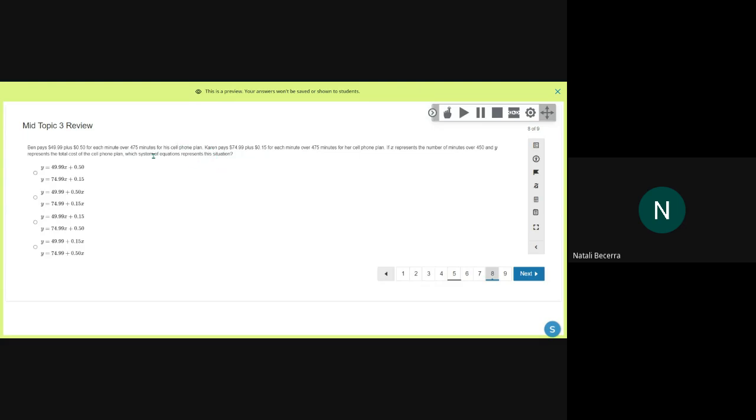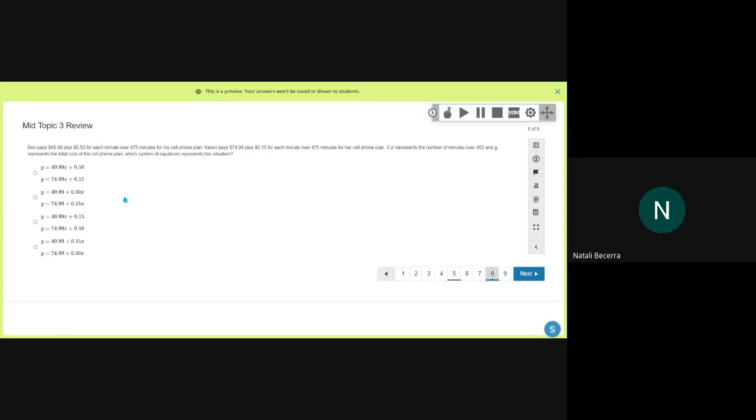So first, do one equation. First, you're going to do Ben. The keyword here, it says $49.99 plus 50 cents for each minute. Whenever you see words like each, every, per, that's your slope, okay? So you know that the 50 cents is going to have the x. So it's going to be 0.50x. And then the 49.99, because the 49.99 doesn't change. That's what they begin with. That's your starting point, right?